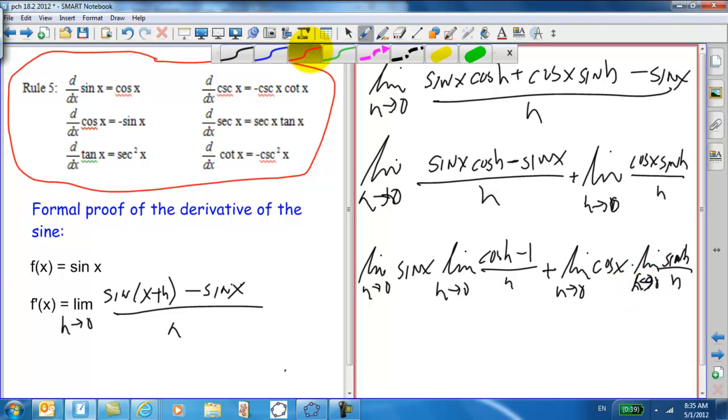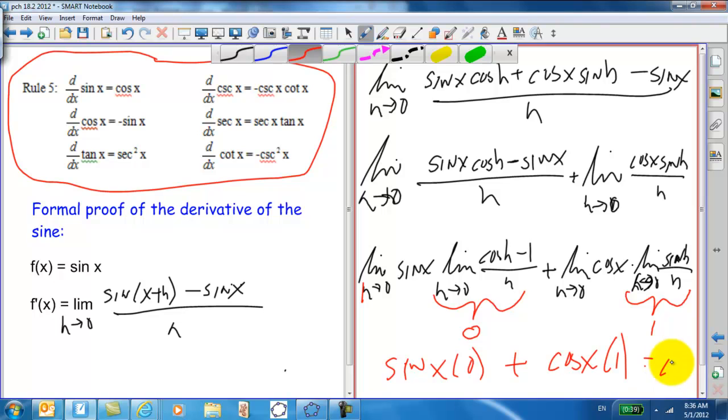Now, recall some of our trig limits. All of this is 0. That was a special trig limit. Along with this limit as h goes to 0 of sine h over h, that's 1. And the limit as h goes to 0 of the sine of x is just the sine of x. You get the sine of x times 0 plus the cosine of x times 1, and that's how you get cosine x, QED. The derivative of the sine is the cosine.